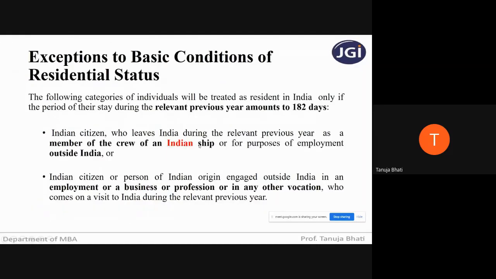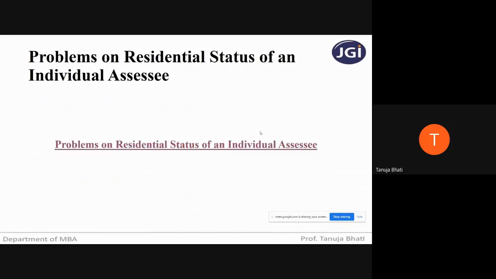There are exceptions to the basic condition, meaning any person who is leaving India for business or employment purposes, or any member of a crew of an Indian ship. For these two categories, the condition that you have to see to determine whether he is a resident or non-resident is that his stay in the relevant previous year should amount to 182 days. The rest of the conditions become irrelevant. Now let us continue with the problems on residential status of an individual assessee.